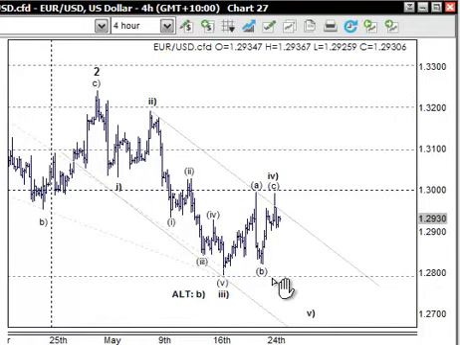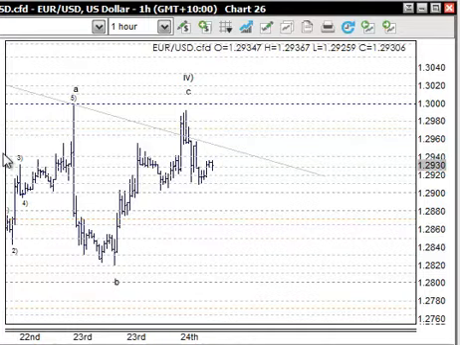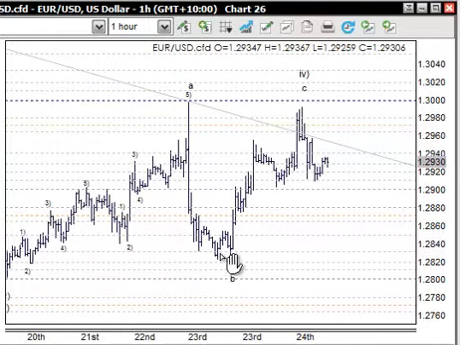So it's probably best if we count this as an A and a B and a C for wave 4 through to here, and still looking for the wave 5 to move down through here. In looking at that a little bit closer through here, that's how we've sort of labelled it here. But it could still be down for 1 and back for 2 here, but let's just see how we go.